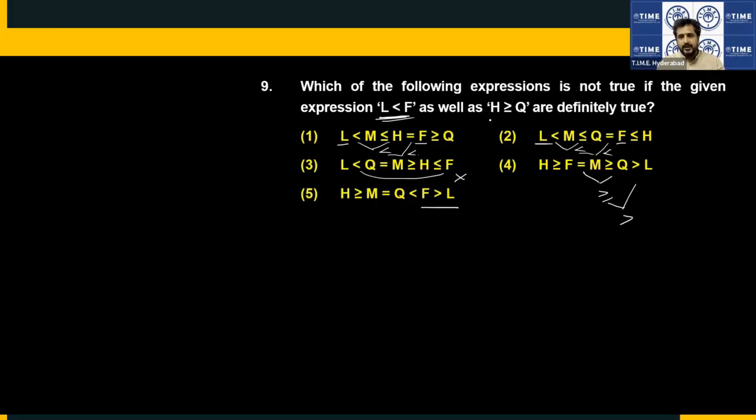Now let's move on to H greater than or equal to Q. Now here H and Q relation. Equal to and greater than or equal to leads to greater than or equal to. So H greater than Q. So my option is not the first option because both are true in the first option. But we are looking for not true.